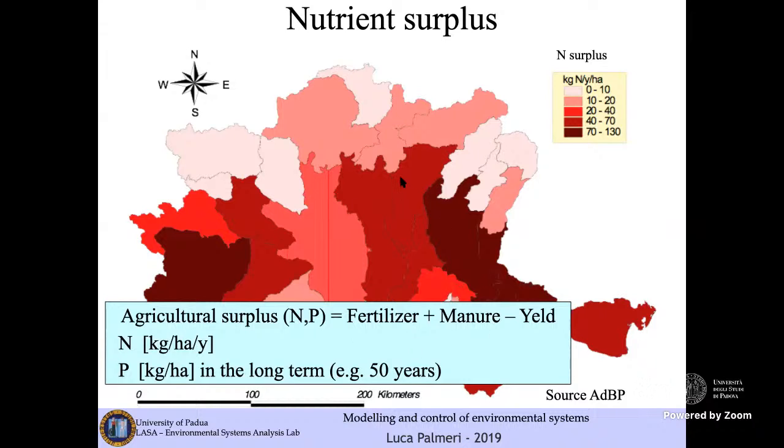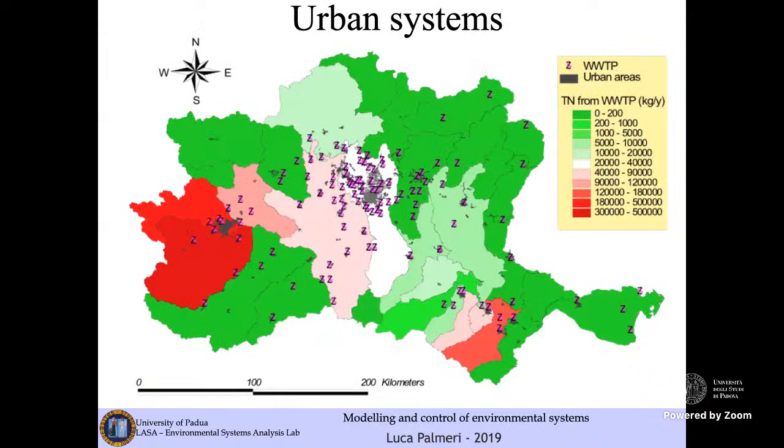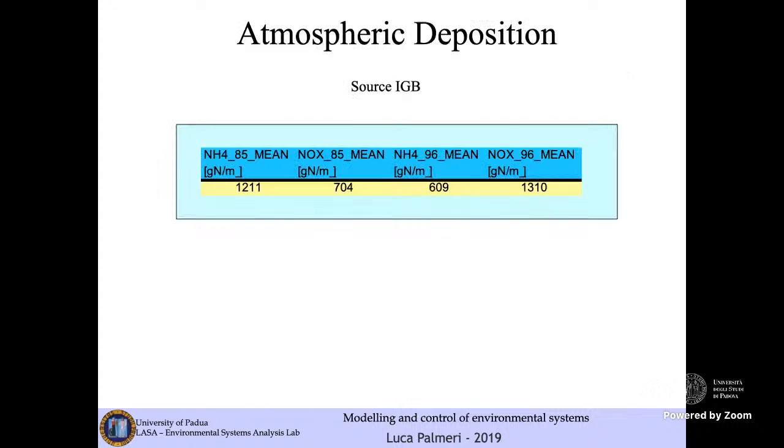So these are the figures, layers concerning nitrogen surplus in terms of kilograms of nitrogen per year per hectare. You see that we have the most strongly agricultural areas, the dark reddish brownish ones, and the less strong agricultural areas, the pinkish areas. This is for nitrogen surplus. We have a similar picture for phosphorus surplus as well.